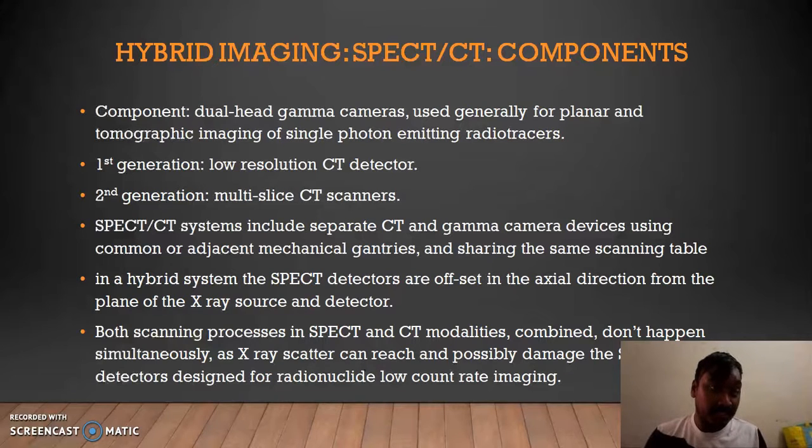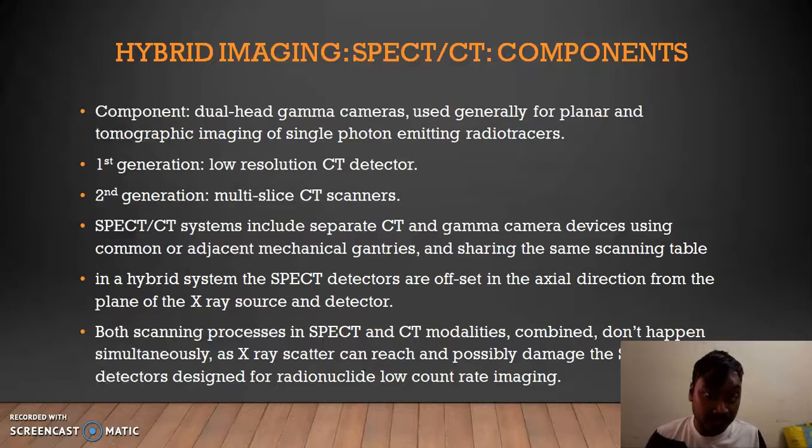For the SPECT CT systems, they include separate CT and gamma camera devices using common or adjacent mechanical gantries, and they share the same scanning table. The scanning table can take weight up to 500 pounds.